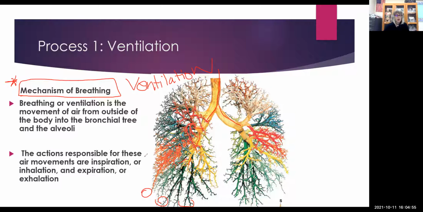Now, the actions are responsible for air movement. The action responsible for air moving in, I should say, is inhaling. That's the layman term, but we're going to say inspiration. So that's the term, inspiration. And your external intercostal muscles between your rib cage, between your ribs, are going to allow the rib cage to lift up and expand all the way. Even the clavicle and even your scalenes in your neck muscles are going to allow the lifting up so that even the apex of your lungs can expand. So that's what inspiration is, okay?